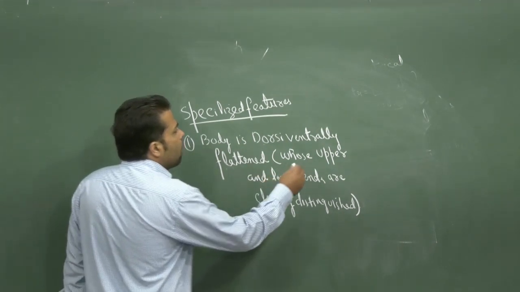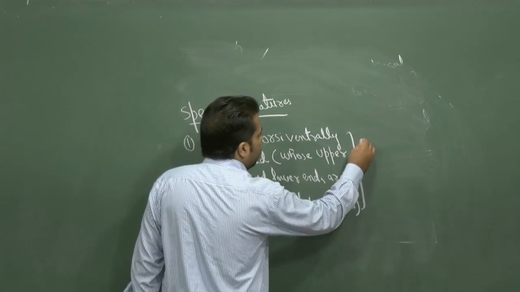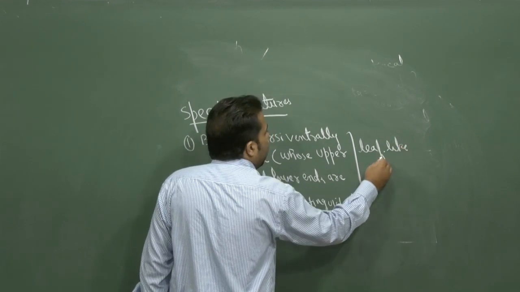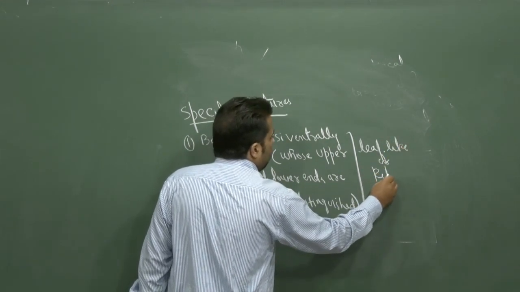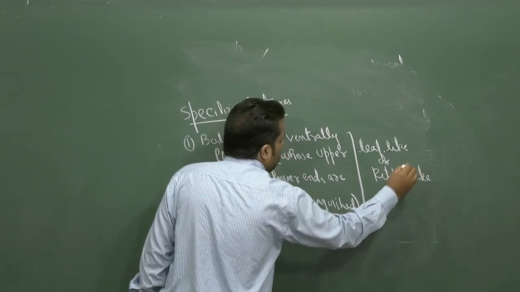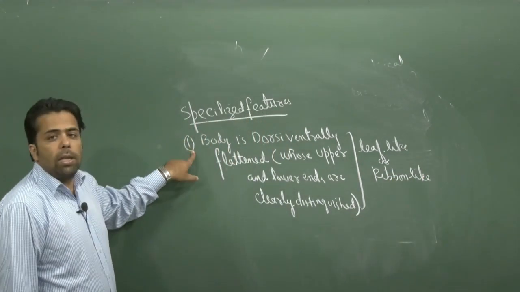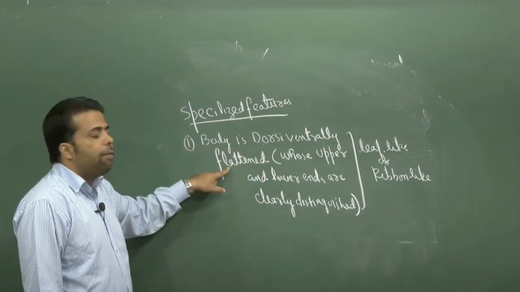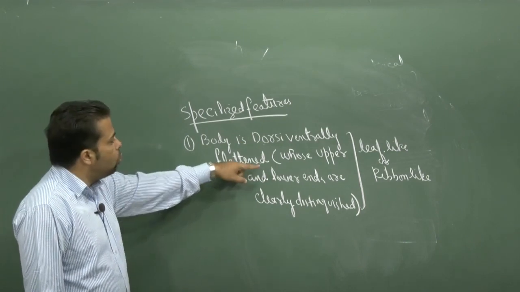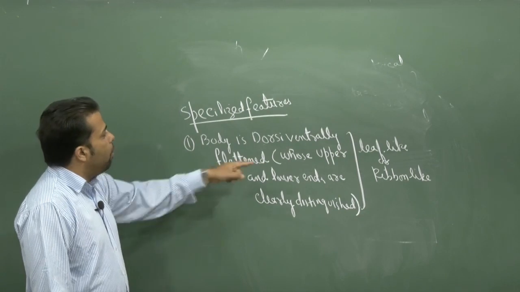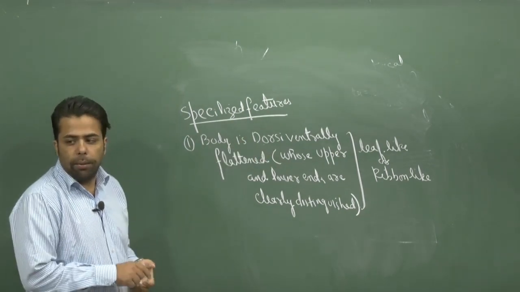And body is leaf-like or ribbon-like. So the first specialized feature is that body is dorsiventrally flattened. That means whose upper and lower ends are clearly distinguished, and body is leaf-like or ribbon-like.